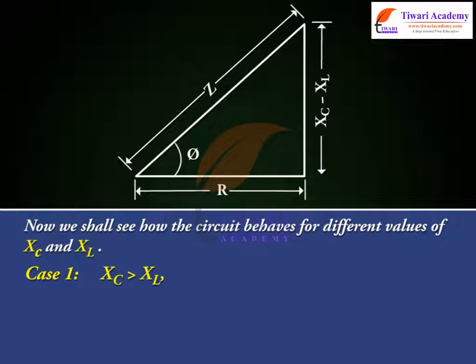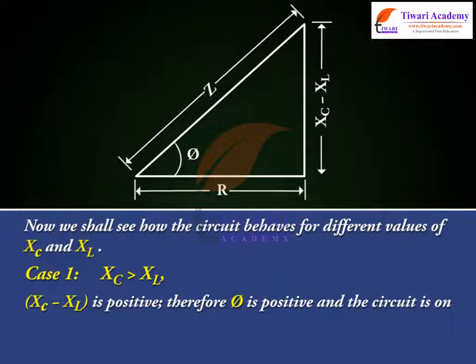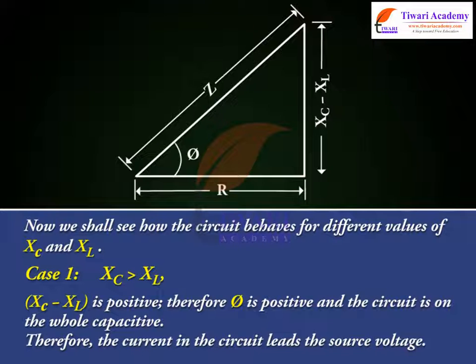Case 1. XC is greater than XL. XC minus XL is positive. Therefore, phi is positive and the circuit is on the whole capacitive. Therefore, the current in the circuit leads the source voltage.